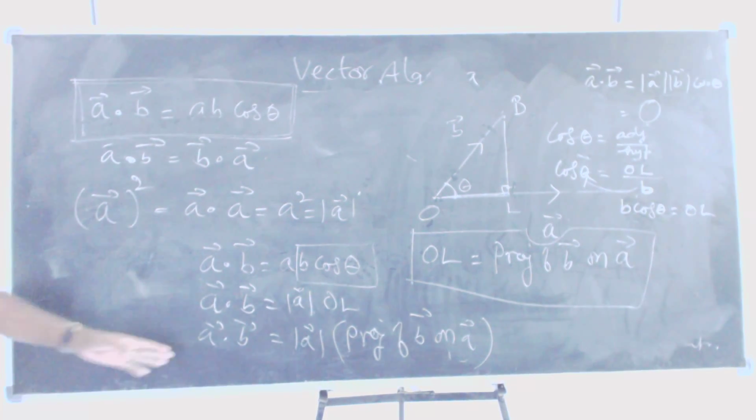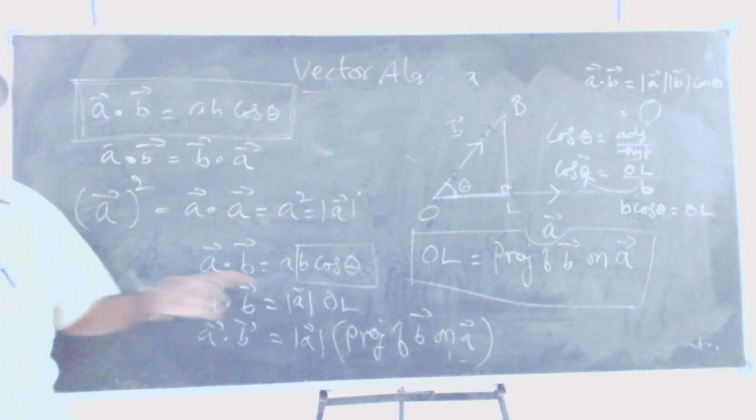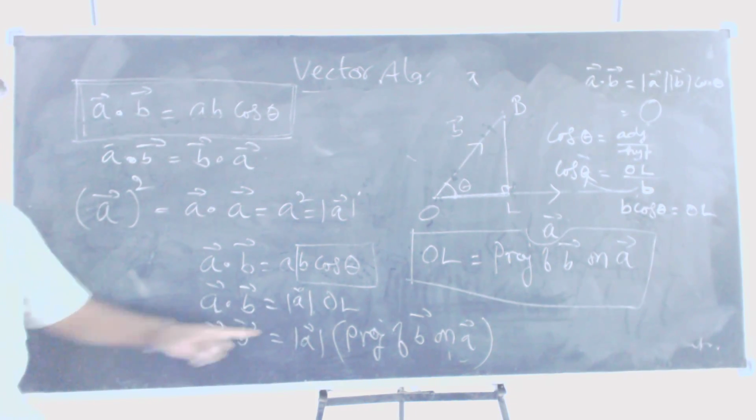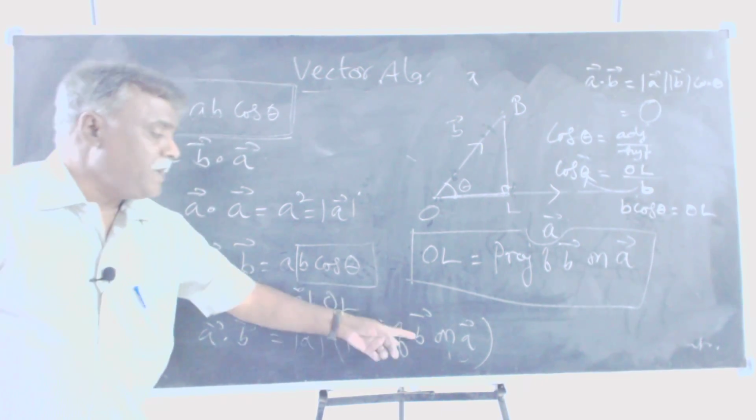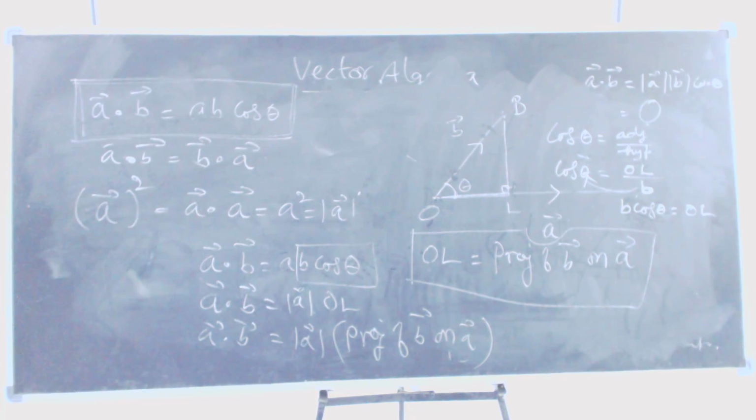First vector modulus into projection of the second vector on first vector. So what is the dot product? Geometrical meaning says first vector modulus multiplied by projection of the second vector on first vector. This is the geometrical meaning of dot product.